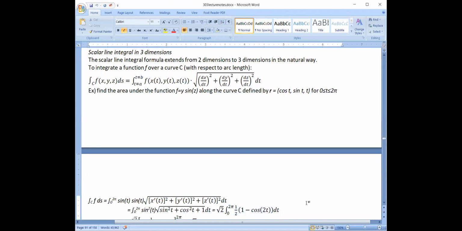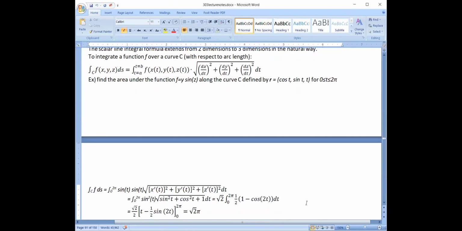That's the integral we've done before. So pulling out the constant of root 2 and the constant 1/2, you get root 2 over 2. And then integrating what's left, the integral of 1 minus cos 2t is t minus half sine 2t. And now we just evaluate as t goes from 0 to 2 pi. So plugging in 0, we're just going to get 0. Plugging in 2 pi, and then simplifying, you get root 2 times pi.